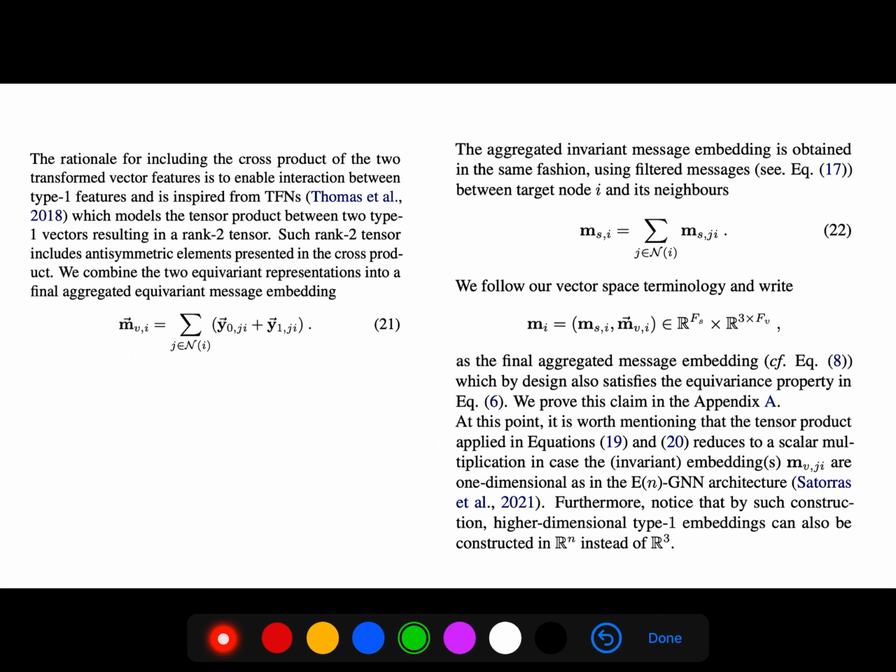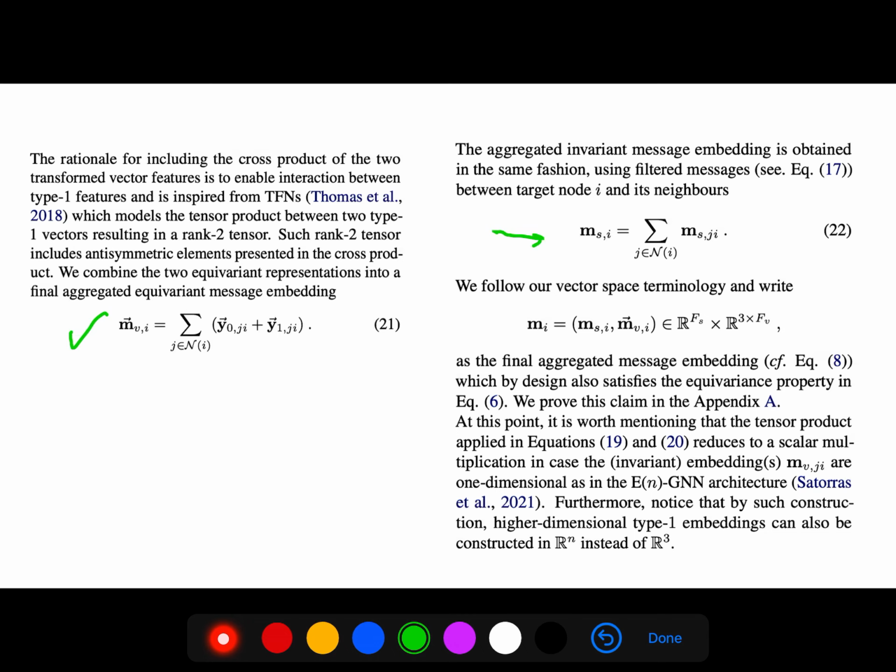The rationale for including the cross product of two transformed vector features is to enable interaction between type 1 features, and is inspired by TFN, which models the tensor product between the two type 1 vectors, resulting in a rank 2 tensor. Such a rank 2 tensor includes antisymmetric elements present in the cross product. We combine the two equivariant representations into a final aggregated equivariant message passing.